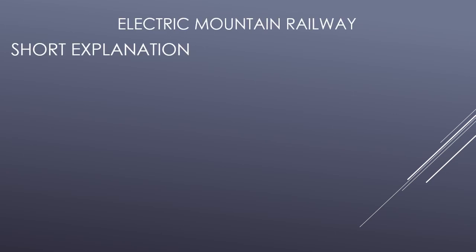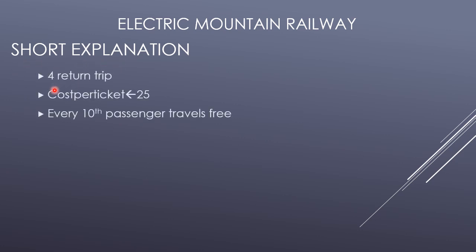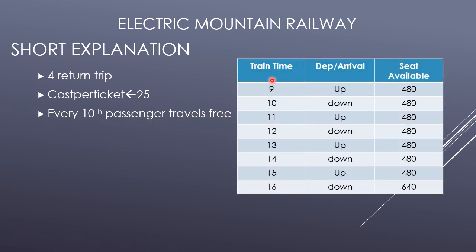Electric mountain railway. Just to have a short explanation, there are 4 return trips. Each ticket costs $25. Every 10th passenger can travel freely. Train times start from 9 o'clock and end at 16.